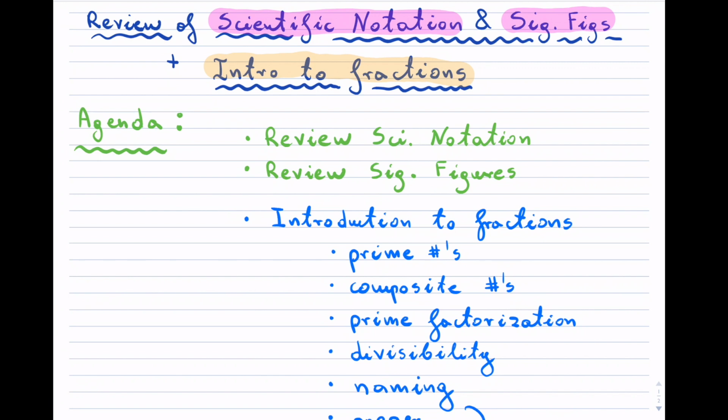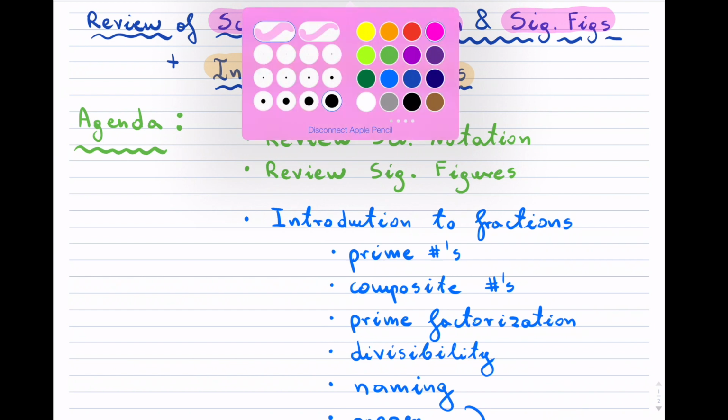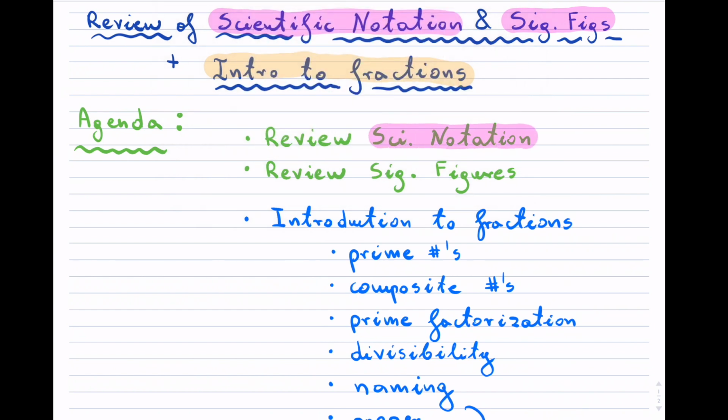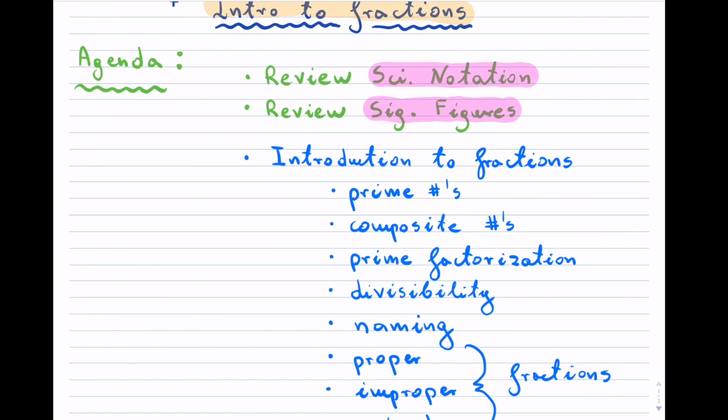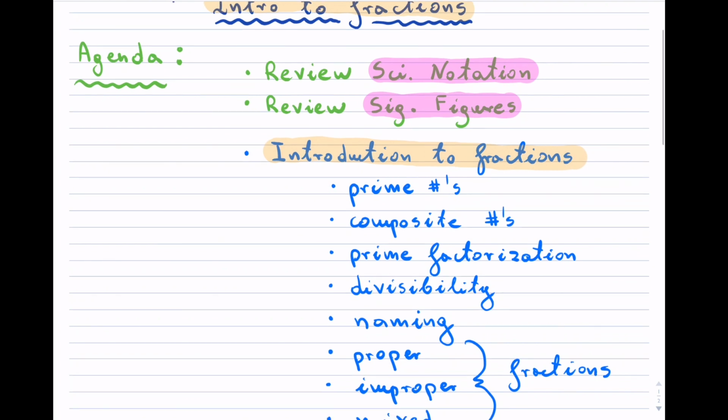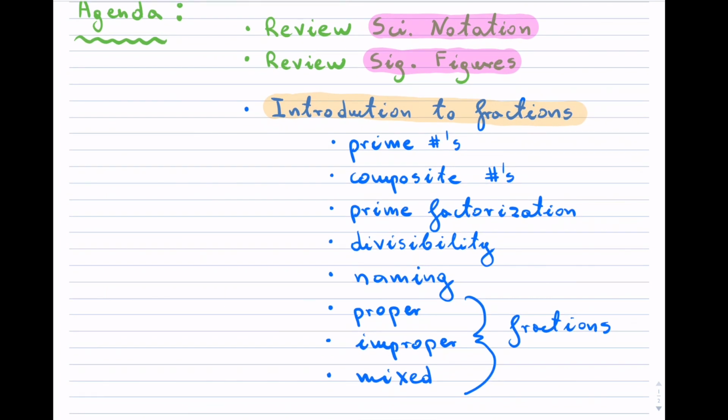So the agenda for the video is the following. First, I will review scientific notation, and secondly, significant figures. And once I do that, I will then get into the introduction to fractions, where we will do several topics. One of the topics is prime numbers, which is going to lead us into composite numbers, so understanding the difference between these two. Then I will take the concept of prime numbers and composite numbers and show how any number can be prime factorized.